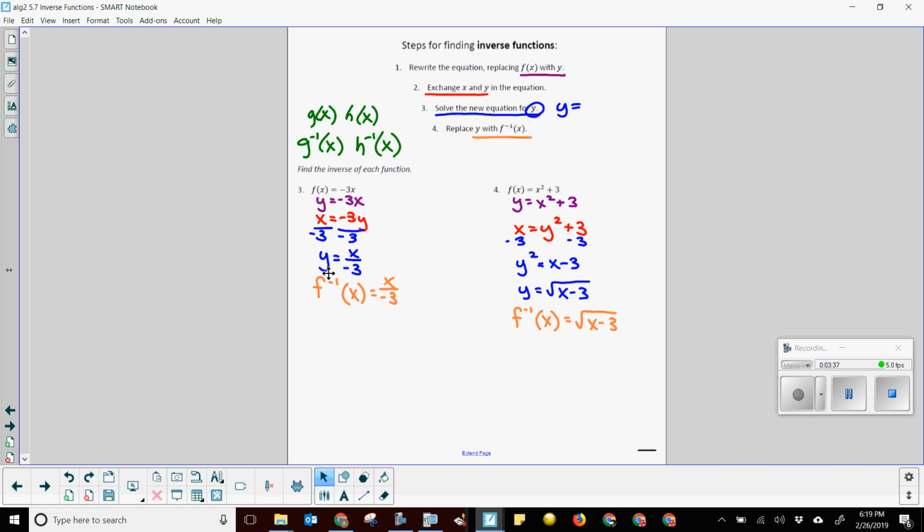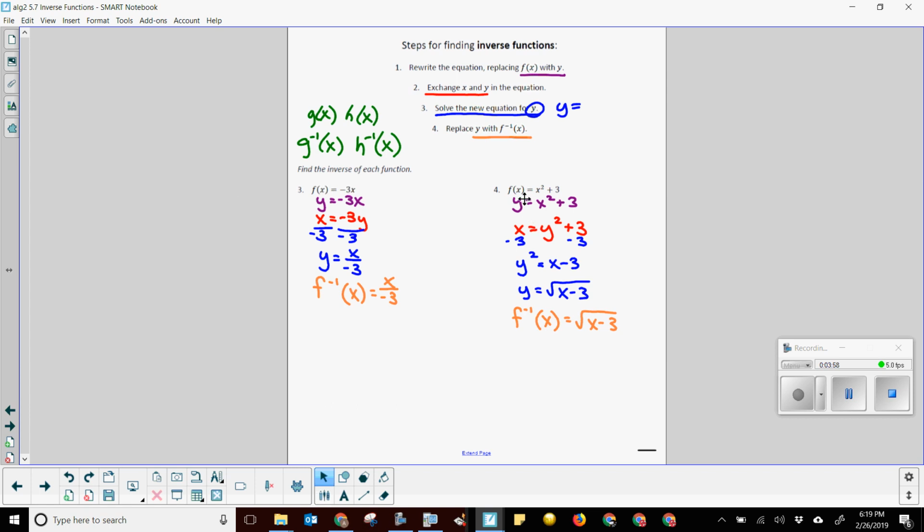Basically, I told them, look, we can't switch this back to f of x because this is f of x. So we have to call it something different. We have to indicate somehow that we have made this x y swap happen. Well, that's you saying, look, we had some sort of inverse, f to the -1, or g to the -1, or h to the -1, or whatever it is.